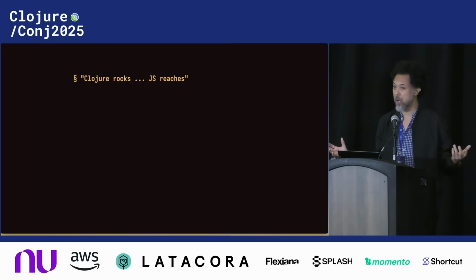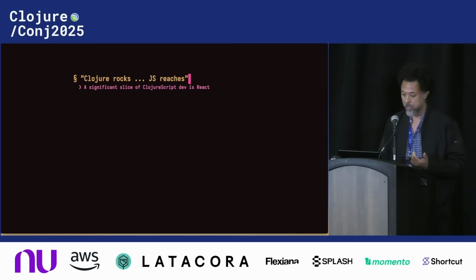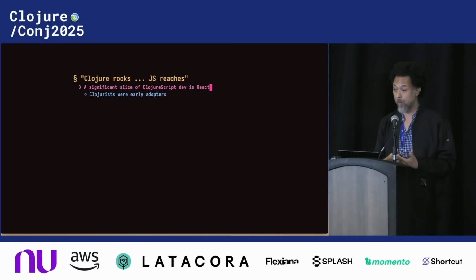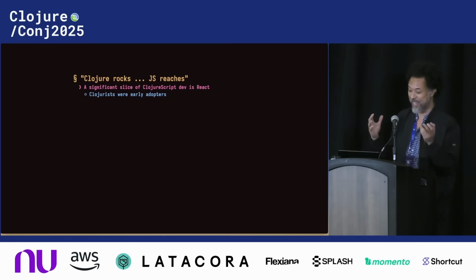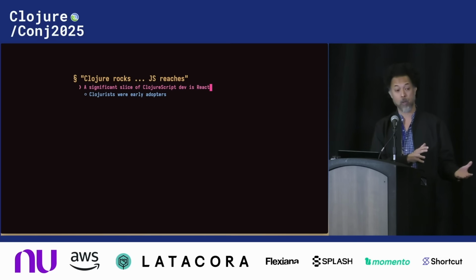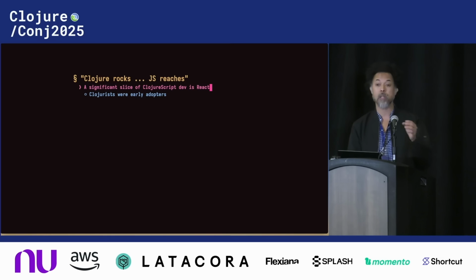Okay, so Clojure rocks, JavaScript reaches. Looking at the landscape of what we're doing together as a community, I would say a significant slice of ClojureScript dev is React dev. It's hard to remember because now it's in the past, but we were the very first adopters of React, when the rest of the industry was like, this is dumb, I'm never going to use that. It was almost overnight that the Clojure community transitioned to it, because it was the only easy-to-integrate solution that allowed people to do functional UI programming.